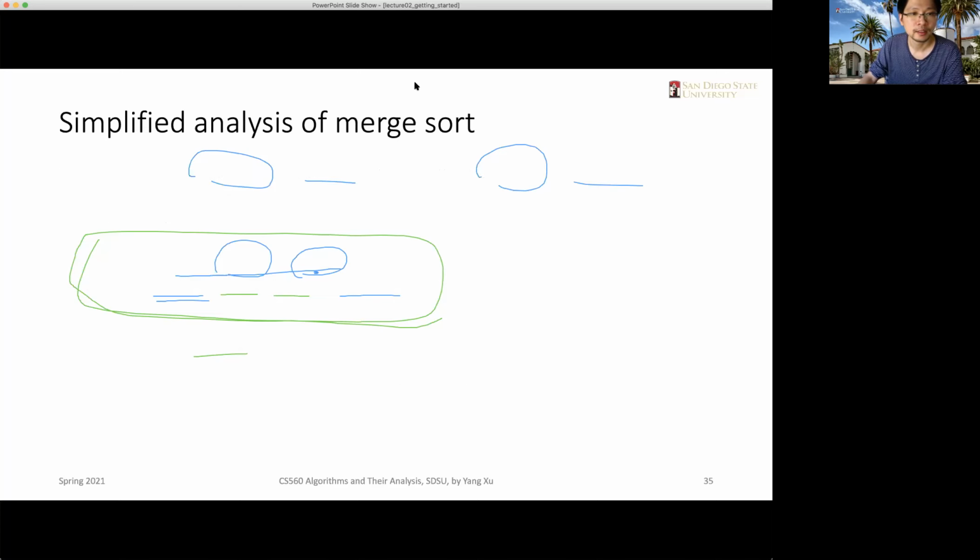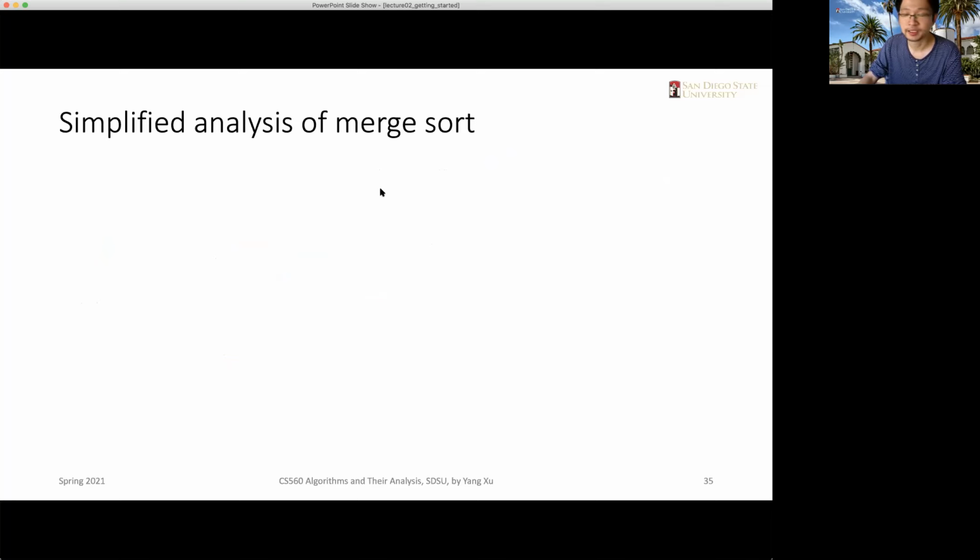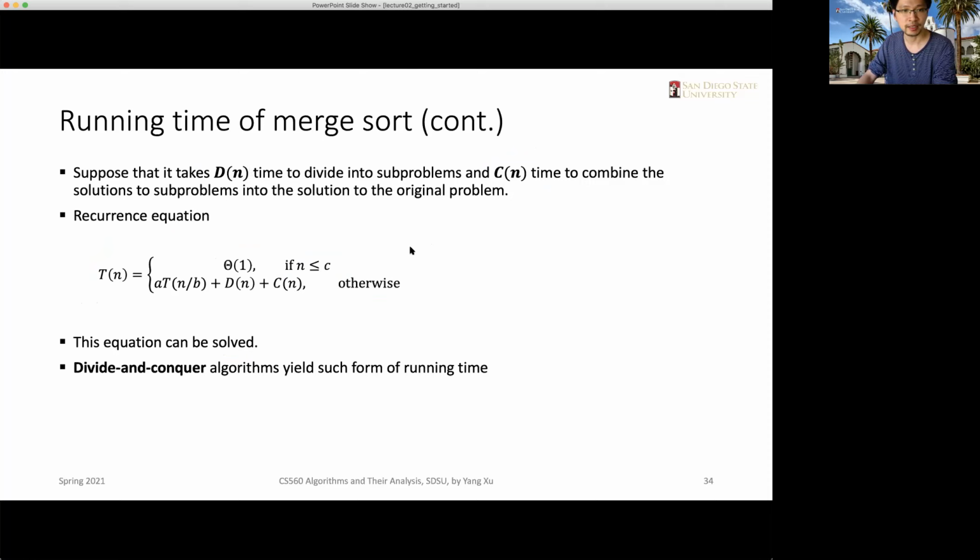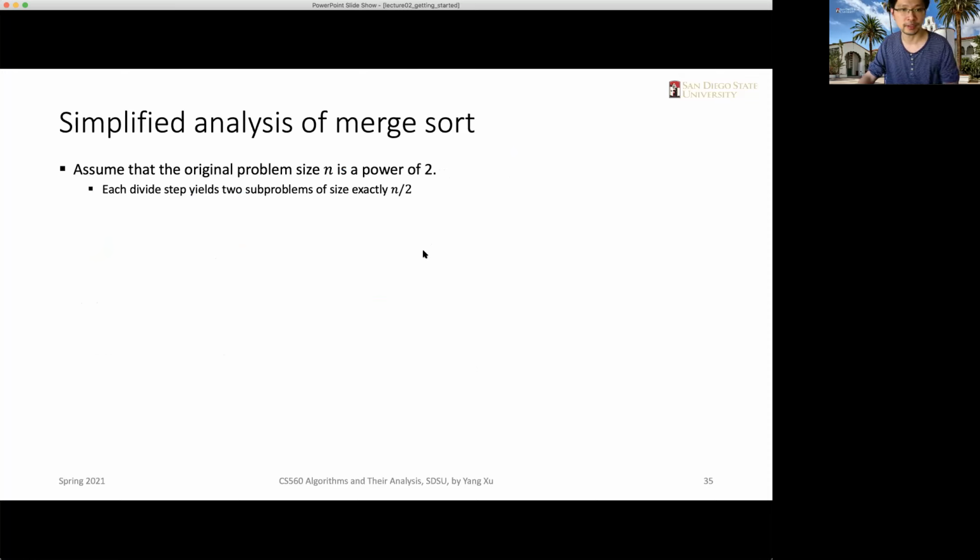All right, now let's look at a simplified analysis for merge sort. In the previous slide everything was a and b, and now we need more specific numbers. In merge sort, we take some simplified assumptions. First of all, we assume that the number can be divided by 2, and also the size is always a power of 2. That makes things much easier. Each divide step yields 2 subproblems of exactly n over 2. That is our simplified assumption.